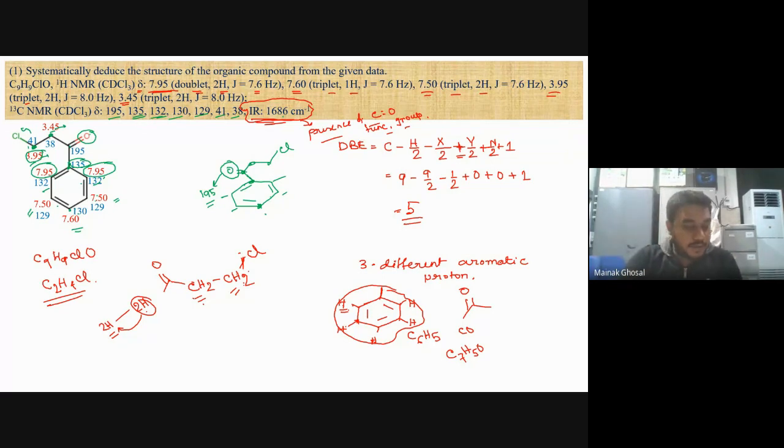Okay. Now moving to the next question. Systematically deduce the structure of the organic compound from the given data. So this is C4H11N. Here you can clearly see from the structure itself that this is C4H11N.